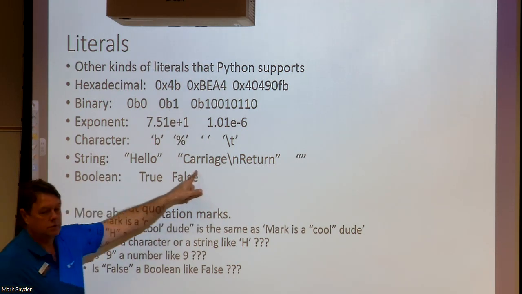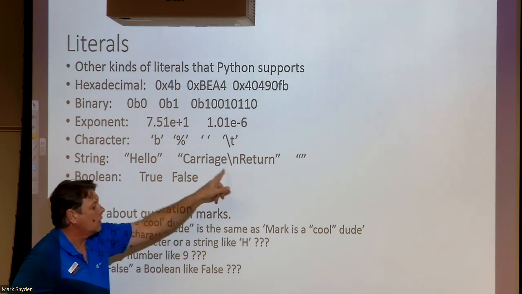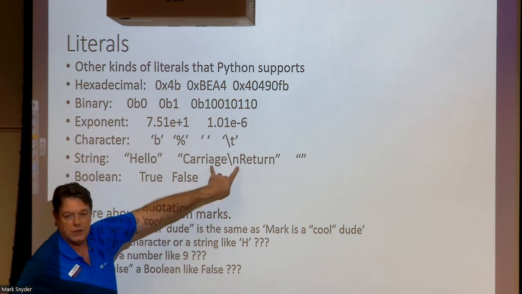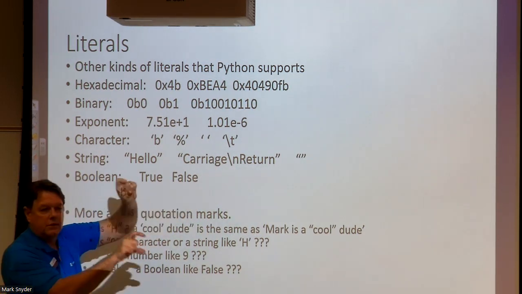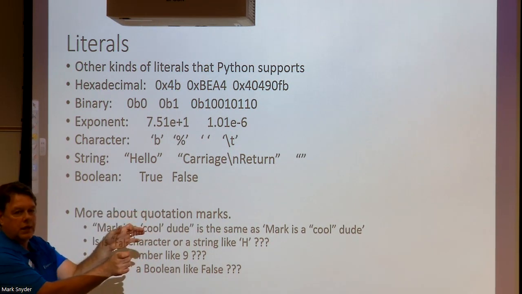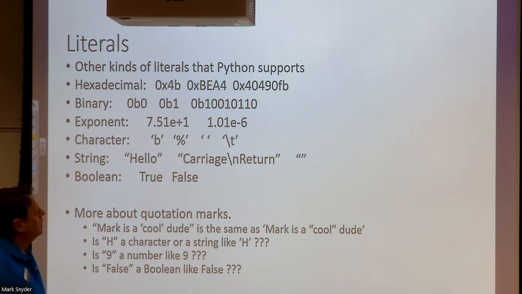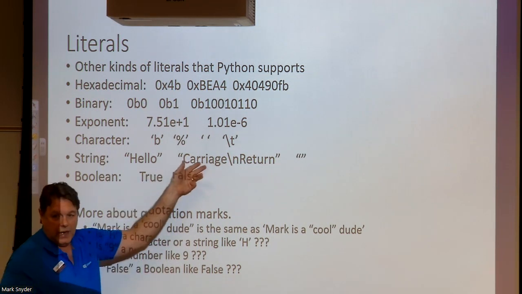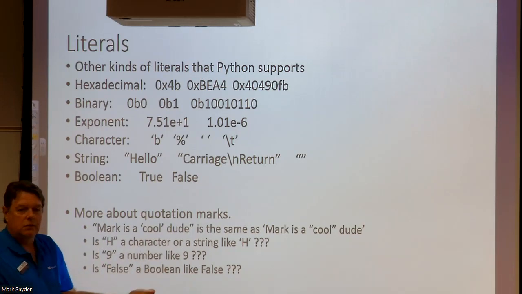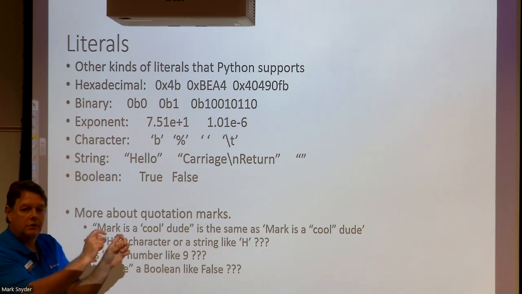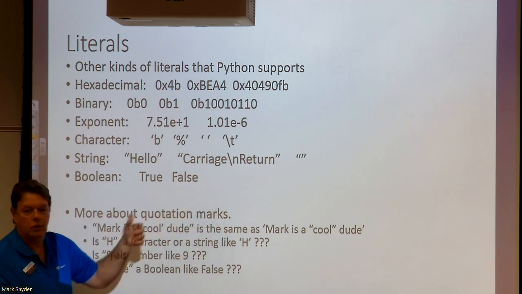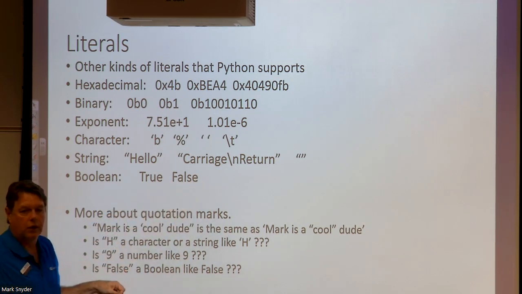So these are strings. You can see there, I put a carriage return in the middle of that. So if you were to print this, you would see two lines of text. The carriage would be on the first line and return would be on the second line. You guys can use that if you're doing input statements and you want two lines of prompts. You can put a carriage return in there and it'll display that way on the screen.